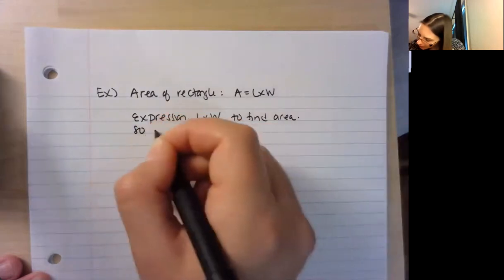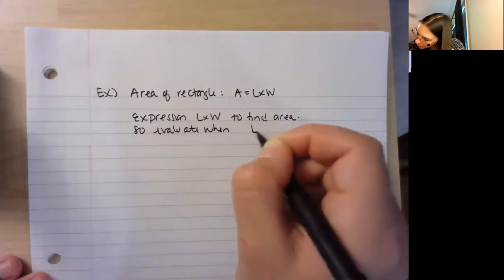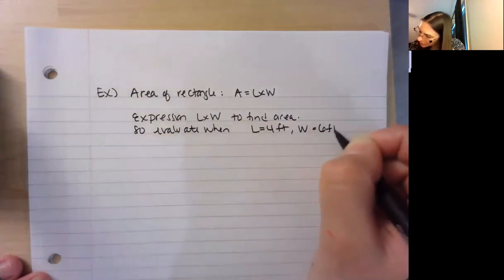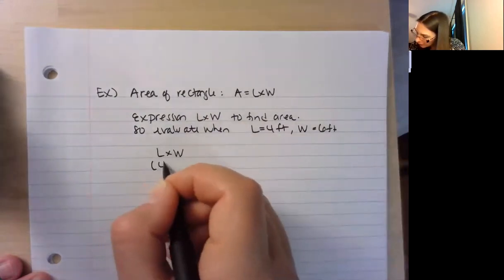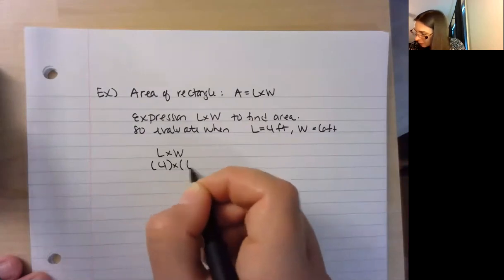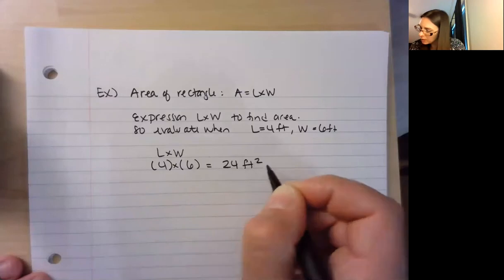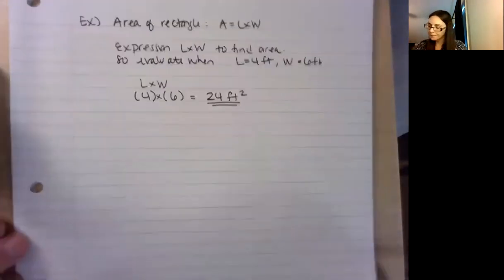So we can evaluate when maybe the length is equal to 4 feet and the width is equal to 6 feet. So length times width, my length is 4, my width is 6, 4 times 6 is 24, and then just don't forget your units get squared too here. So we can also use the same technique in formulas as well.